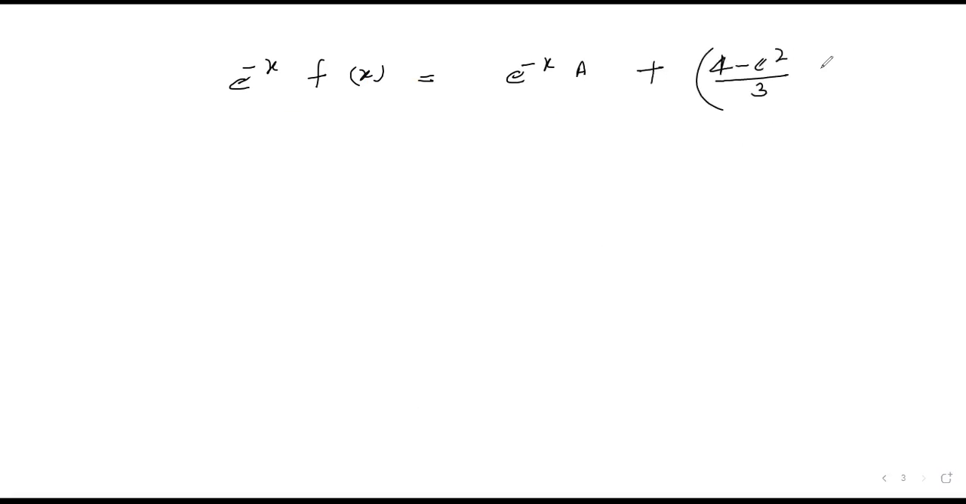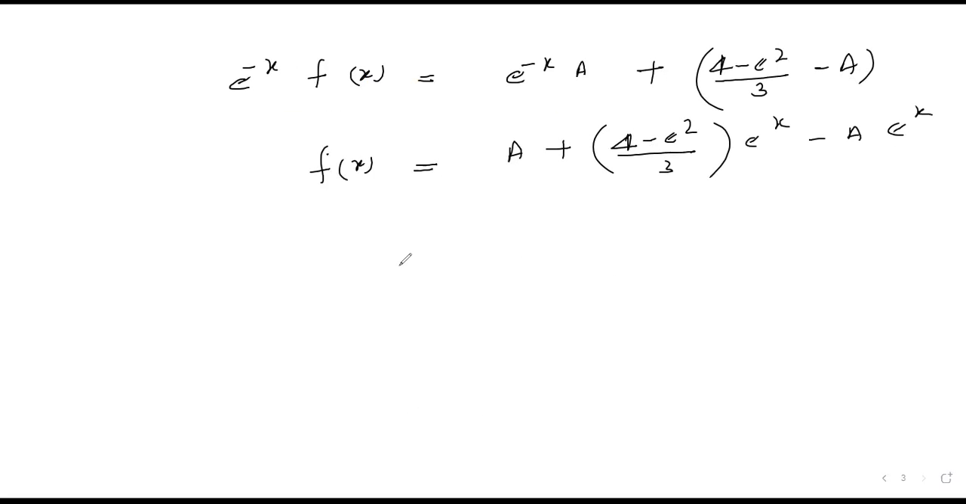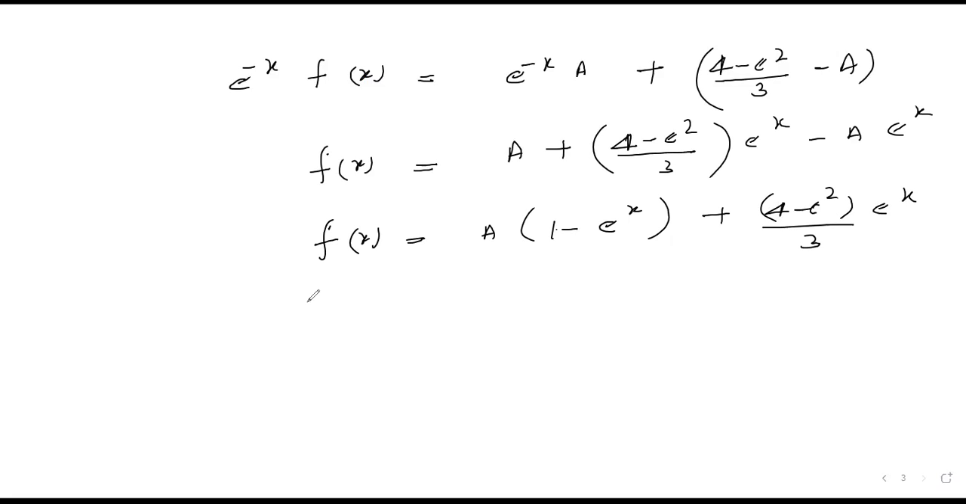Minus capital A. So now you can write f(x) as, divide both sides by e raised to the power minus x. So you will get A plus (4 minus e square) upon 3 e raised to the power x minus A e raised to the power x, right? f(x) is A(1 minus e raised to the power x) plus (4 minus e square) upon 3 e raised to the power x.